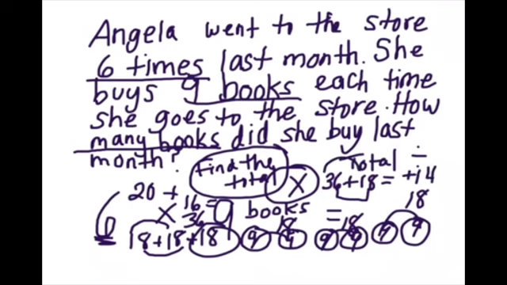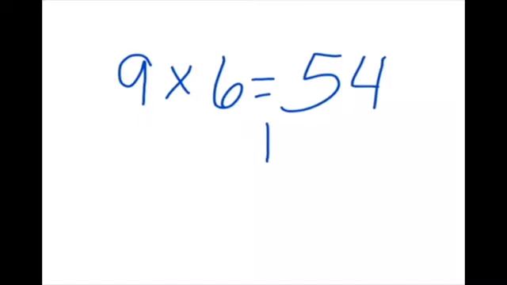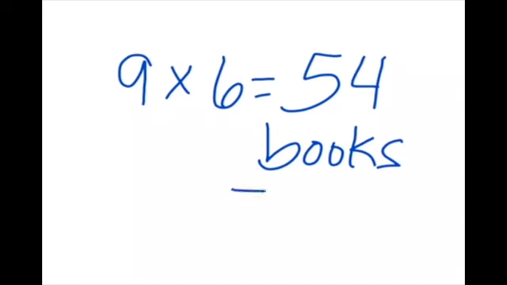But then we have 30 plus 10. And we know that's 40. 40 plus 14 is 54. So what does that mean? 6 times 9 is 54. So our answer, how many books did she buy last month? 54 books. Oh my goodness, she is lucky. I wish I could buy that many books in a month at the store. Awesome. 54 books would be our answer.